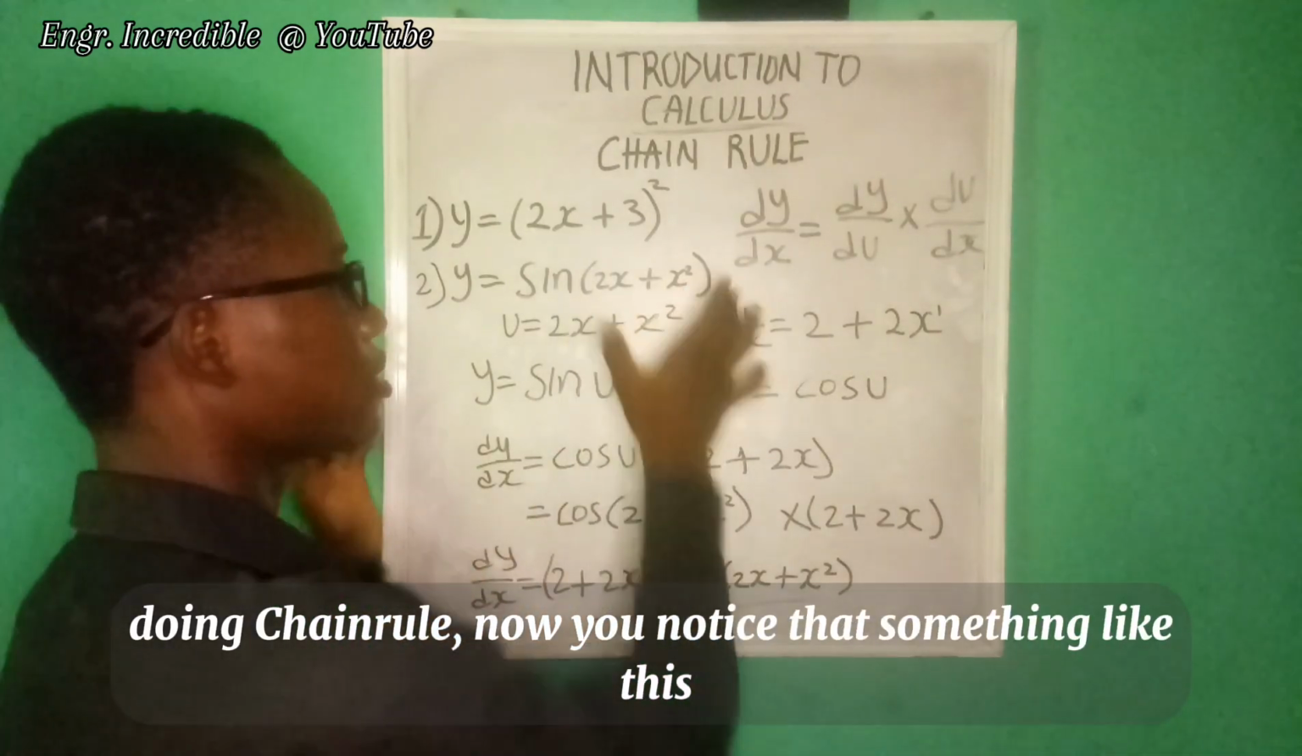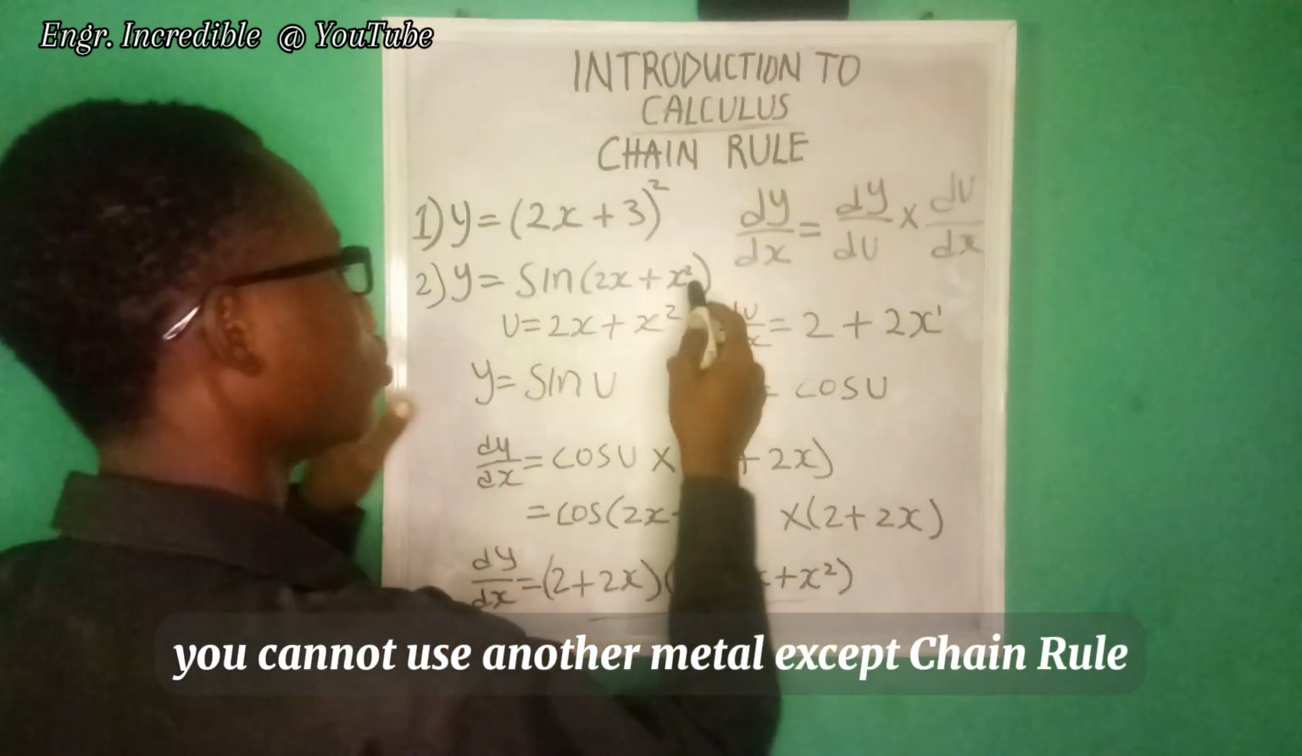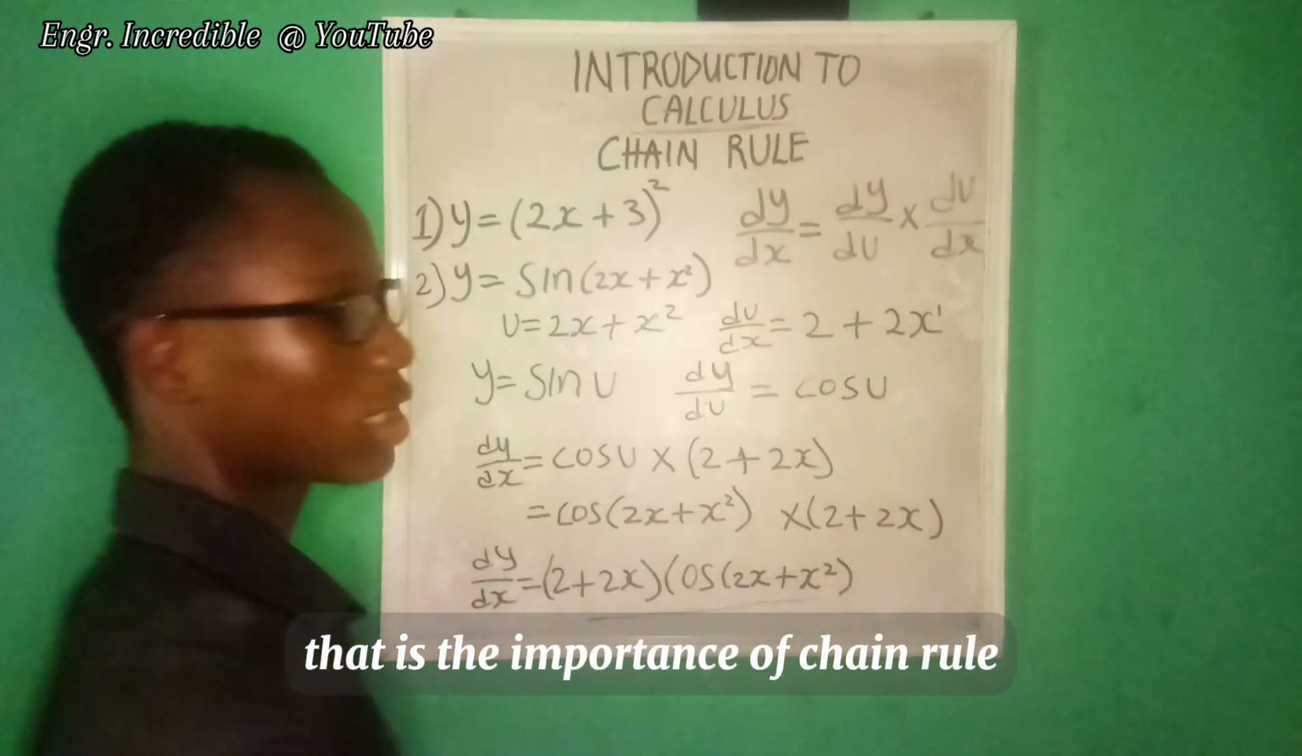So this is the final answer for doing chain rule. Now you notice that something like this, you cannot use another method except chain rule. That is why there is chain rule. That is the importance of chain rule.